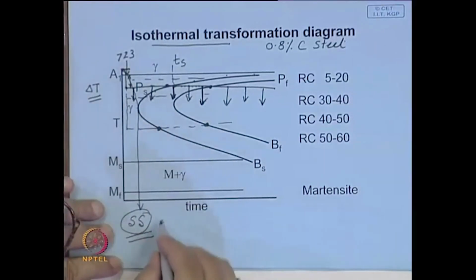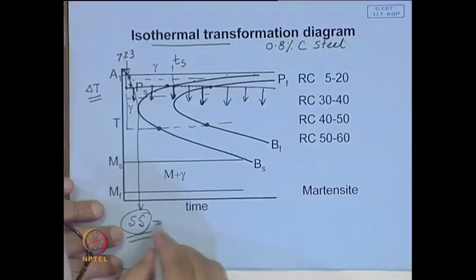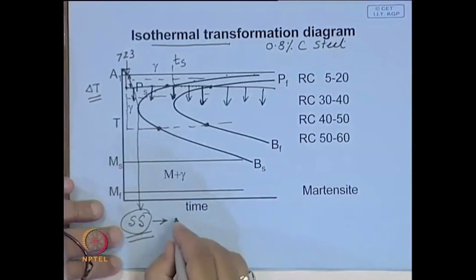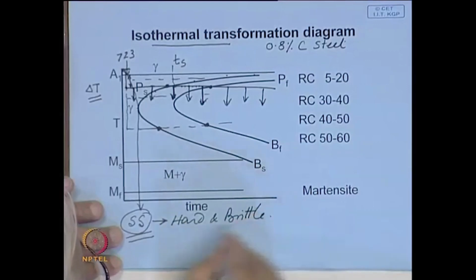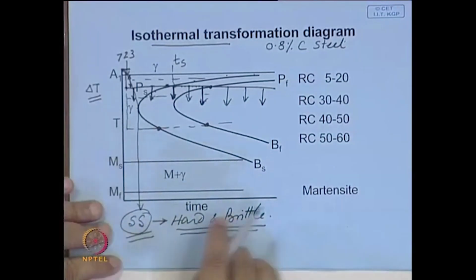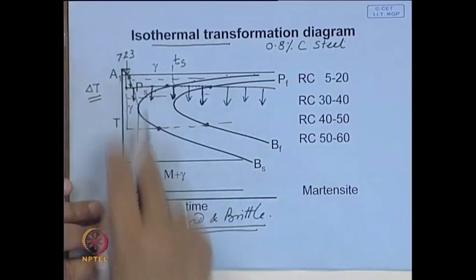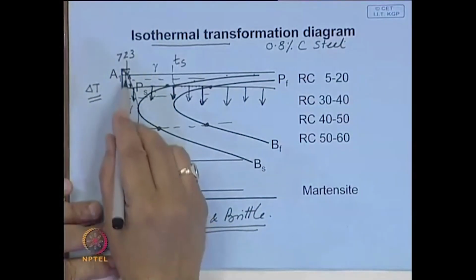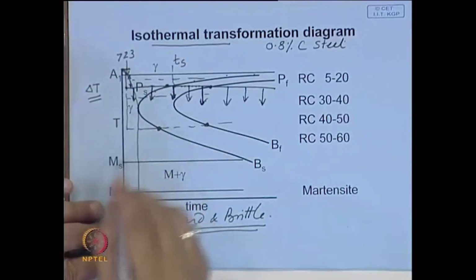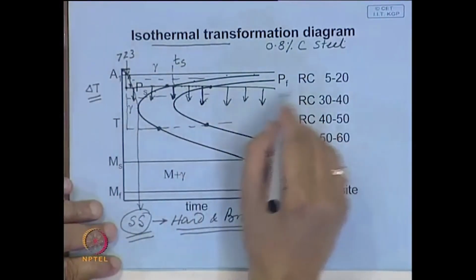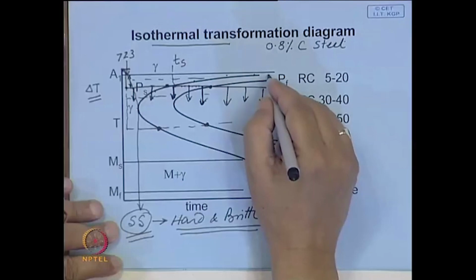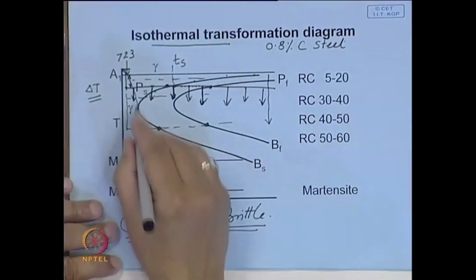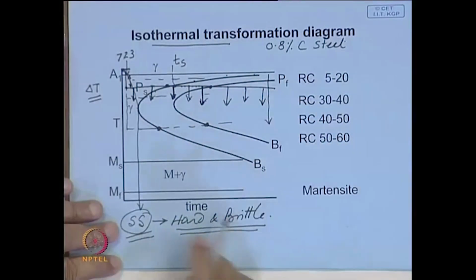Now, the difference here is unlike precipitation hardening, this supersaturated structure is extremely hard and brittle. So, this is a basic difference between precipitation hardening and the hardening that takes place by rapid cooling in steel. And we have also seen that the structure that you get becomes finer as you go down. The transformation temperature goes down, the structure becomes finer.